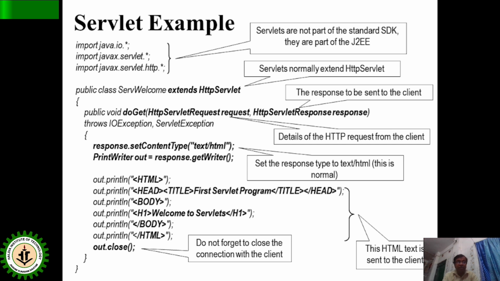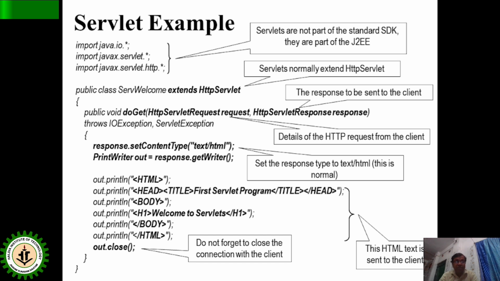So here the complete servlet page is displayed. Initially, check that the import files are there: import java.io, import javax.servlet, import javax.servlet.http. Servlets are not part of core Java, they are part of J2EE, so the gateway components are reflected in the servlets. After that, the servlet normally extends HttpServlet. The public class, named ServletWelcome, extends HttpServlet. Then public void doGet with HttpServletRequest and HttpServletResponse. It throws the exceptions IOException and ServletException.